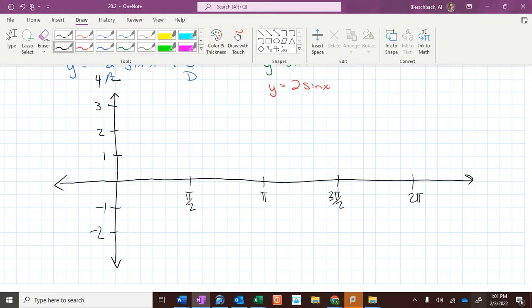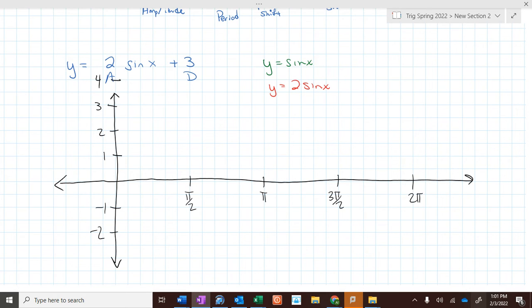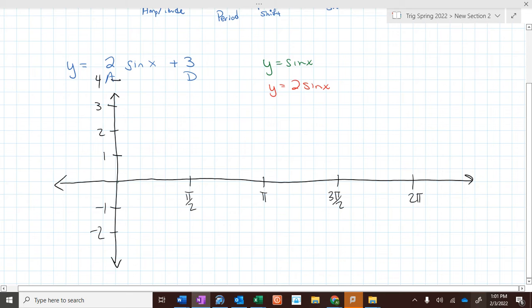Okay, so I'm going to graph y equals sine of x first. We're going to look at the major points of sine of x. At 0, where are we at for sine of x? 0. At pi over 2, unit circle. What's the sine of pi over 2? 1. What's the sine of pi? 0. What's the sine of 3 pi over 2? Negative 1. What's the sine of 2 pi? 0.